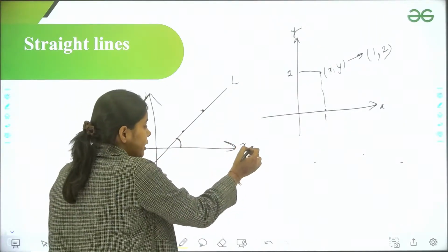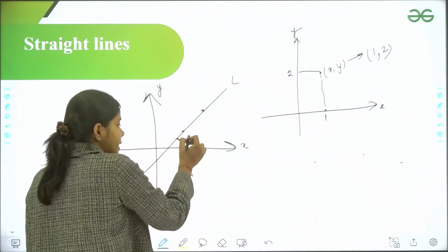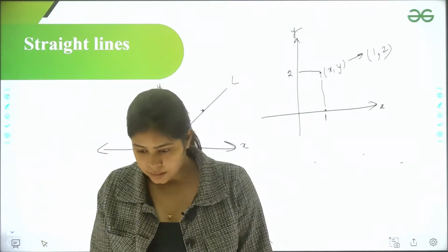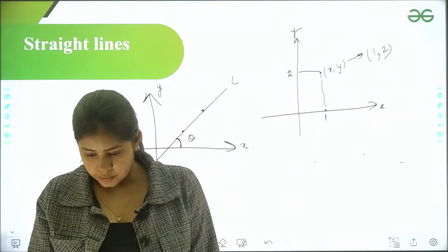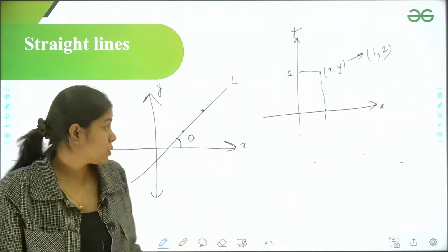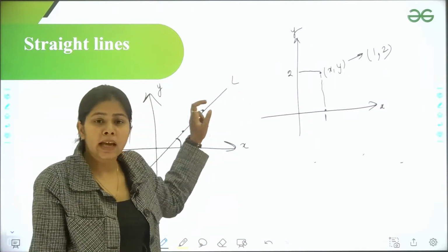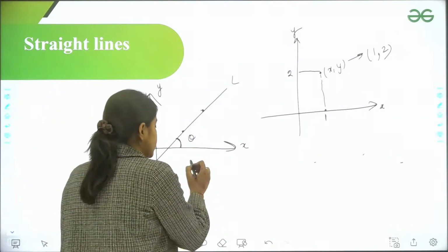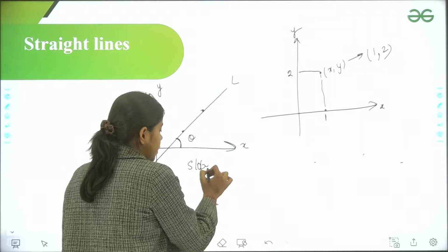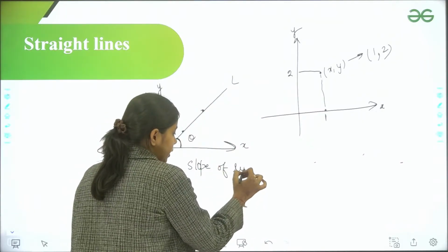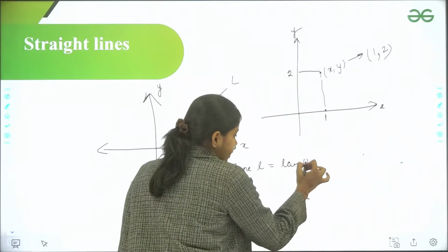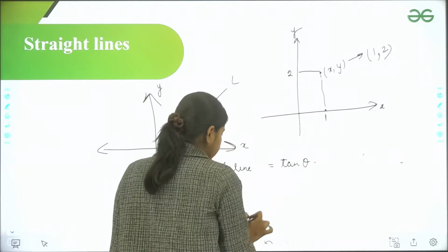What does it mean here? This is the x-axis, this is the y-axis. Let's suppose the line makes an angle theta with the x-axis. So that means, let's suppose L is a line and it made an angle theta with the x-axis. Then we'll say that the slope of line L is equal to tan theta. Tan theta is equal to the slope of the line.